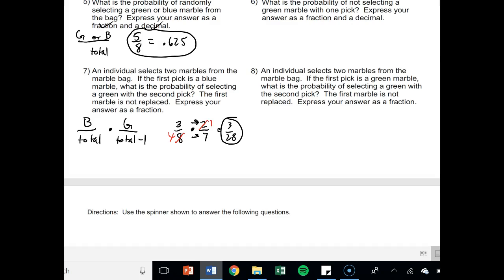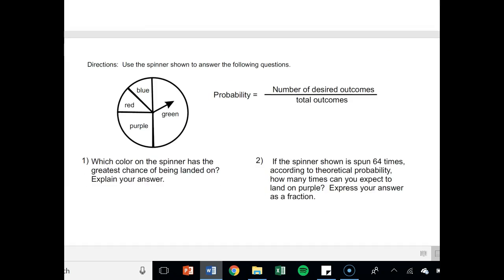Go to the back side. It says use the spinner to help with your probability. So obviously green is 50% or 1/2. Blue, so actually let's do purple. Purple, as you can see, is 1/4 of this, or 25%. And blue and red together are 25%, so individually they're each 1/8. So 1/8, 1/8, right?